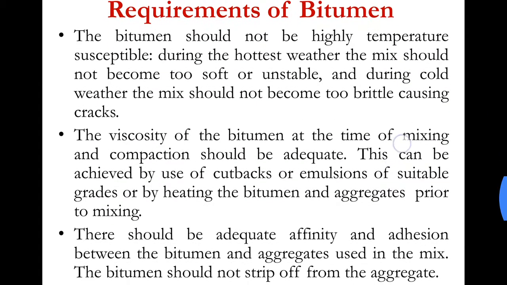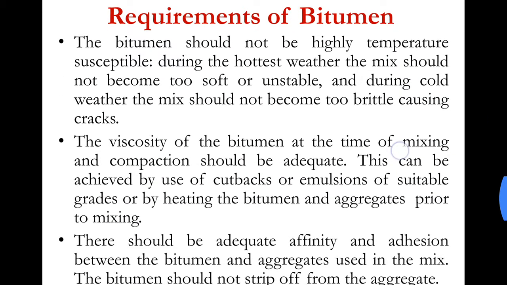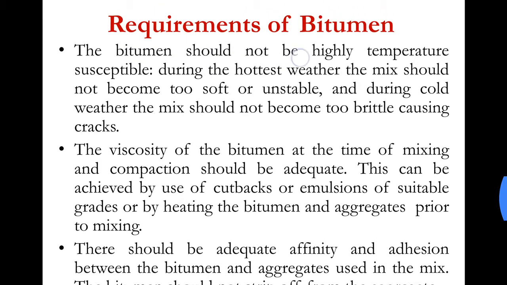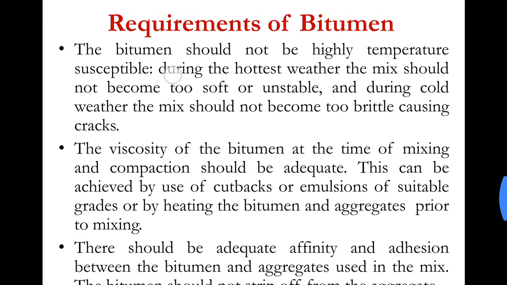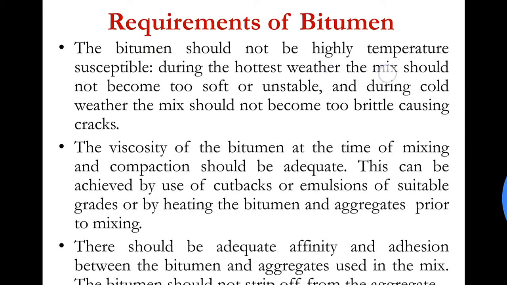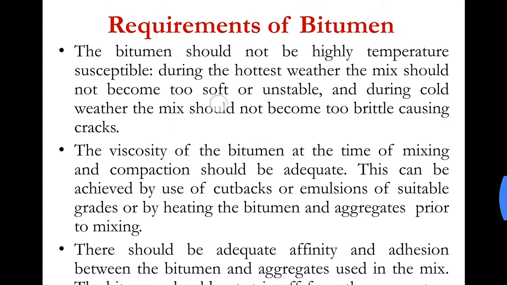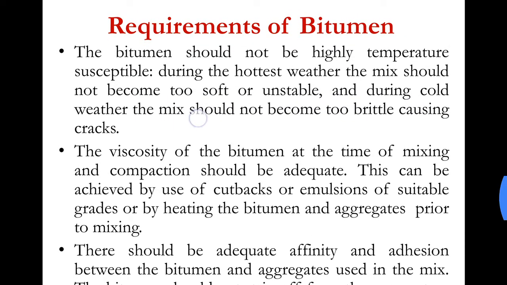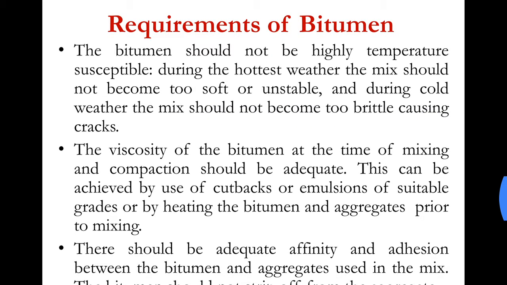Now, what are the requirements of bitumen? Okay, how should an ideal bitumen that is to be used as a binder for road construction be, what are the properties that it should possess. The bitumen should not be highly temperature susceptible. During the hottest weather, the mix should not become too soft or unstable, and during cold weather, the mix should not become too brittle, causing cracks.